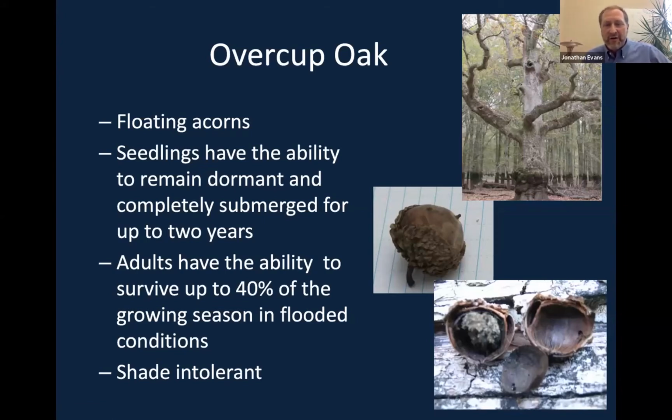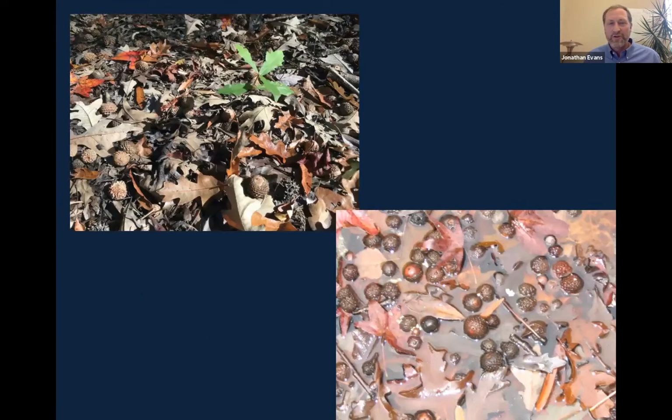The overcup oak as a species is characterized by a number of adaptations that make it specially able to survive in what is basically a vertical floodplain you have here. This is a typical coastal plain species found again over on the Mississippi floodplain, and so it has adaptations associated with floodplain trees, things like floating acorns that can remain dormant and submerged. The adults have the ability to survive up to 40% of the growing season in an extreme flooded condition, and the seedlings are quite shade tolerant, which is unusual for oaks. Here's showing the acorns floating here.